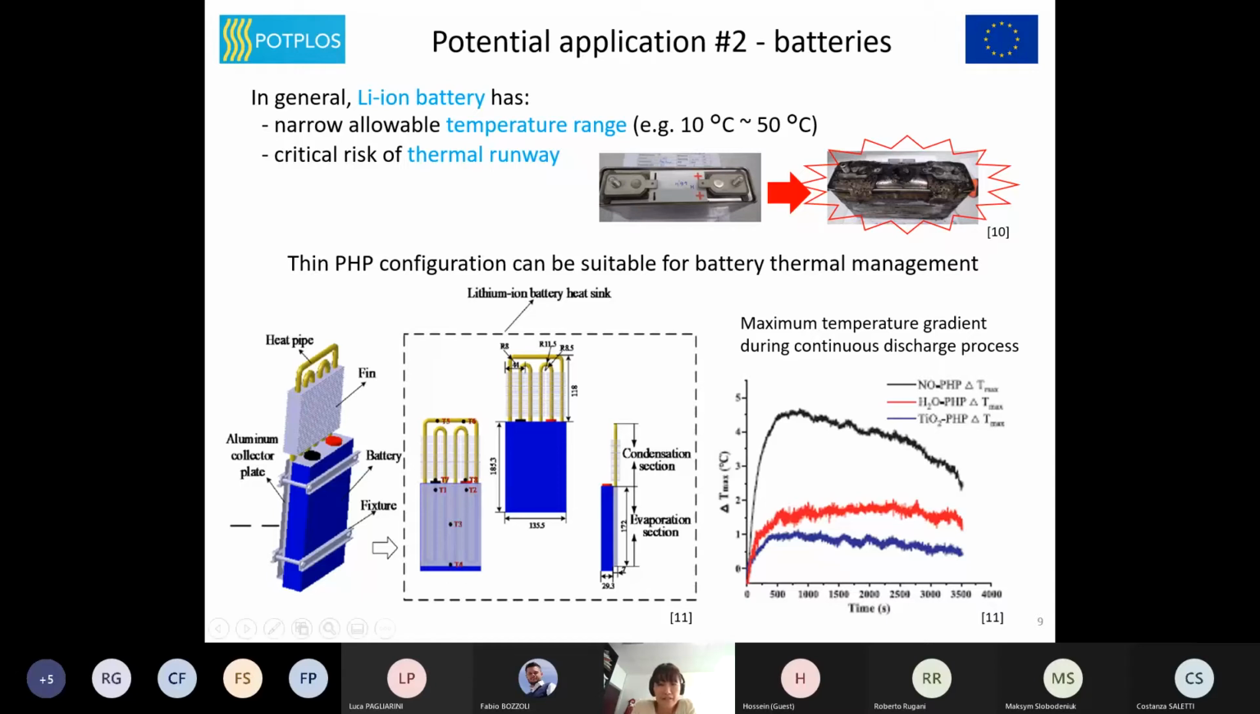As shown in this figure, thin and wide PHP can be suitable for thermal management of batteries. This lower figure shows the temperature gradient is mitigated when the PHP is applied to the batteries.